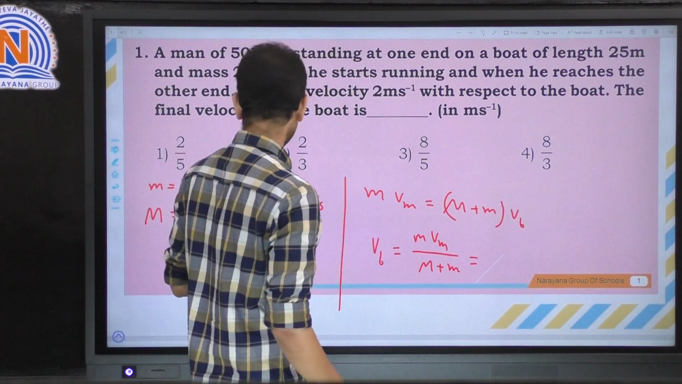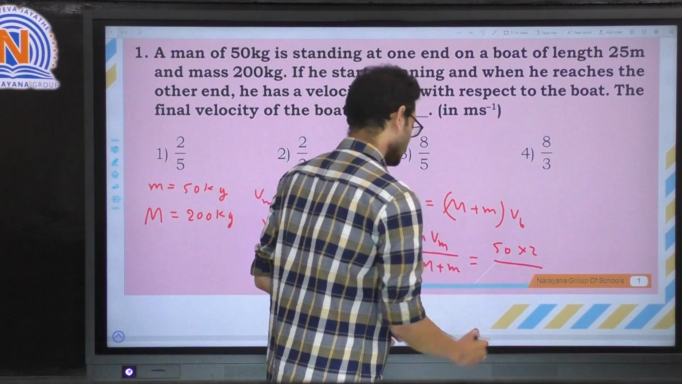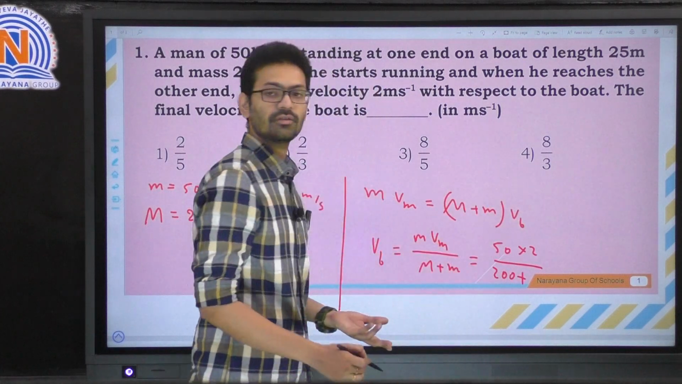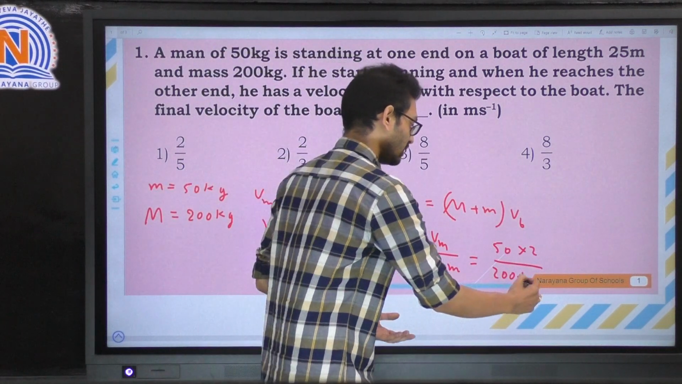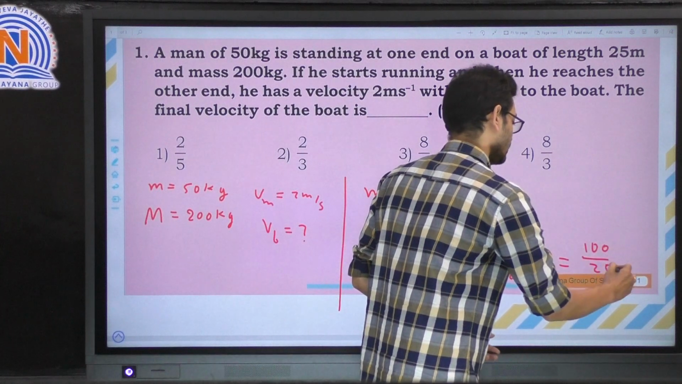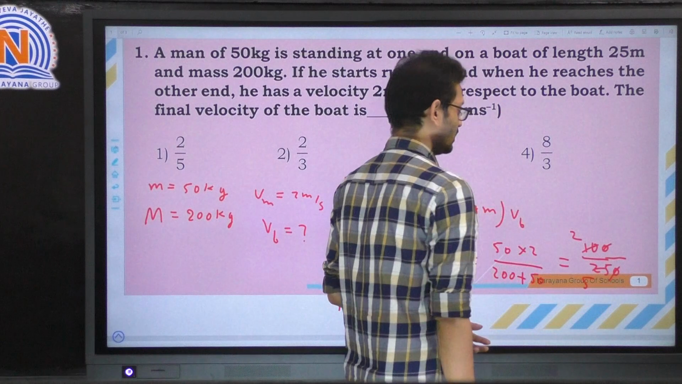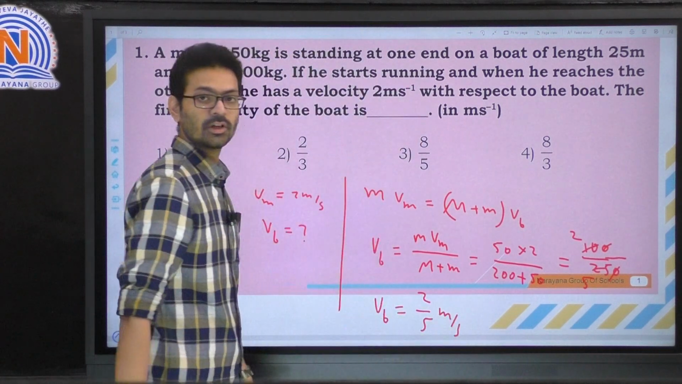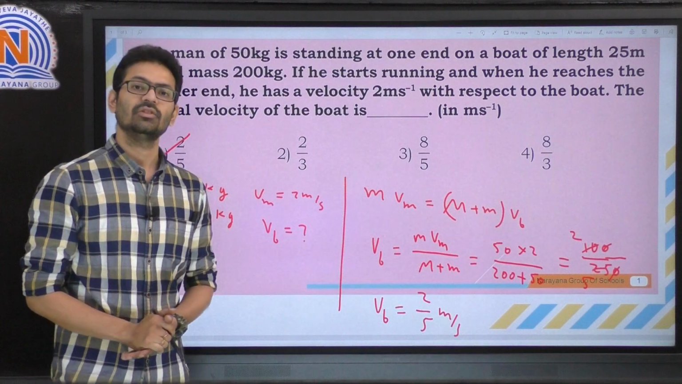which equals small m is 50 and velocity of man is 2, by capital M is 200, which is the total mass of the system. Here m is 200 and this m is 50. So how much will you have? 100 by 250. The zeros get cancelled, 2 fives are 10, 5 fives are 25. So the velocity of the boat Vb equals 2 by 5 meter per second. Hope this question is helpful for you. This velocity of the boat is found as 2 by 5 meter per second, which is option number 1.